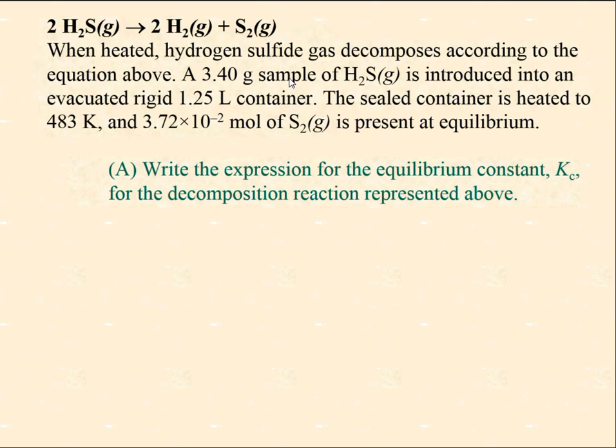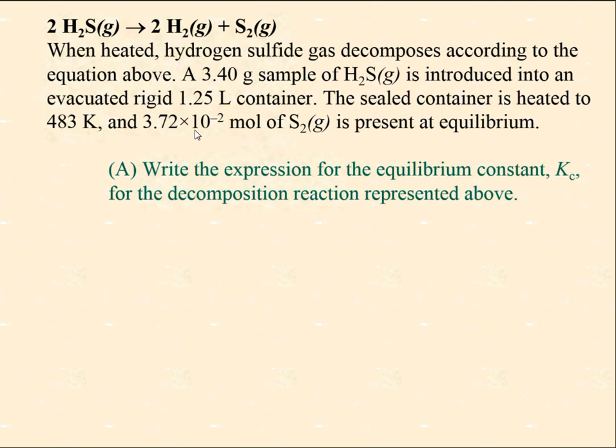When heated, hydrogen sulfide gas decomposes according to the equation above. A 3.4 gram sample of hydrogen sulfide is introduced into an evacuated rigid, meaning it can't expand, 1.25 liter container. The sealed container is heated to 483 Kelvin, and this number of moles of sulfur is present at equilibrium. First, write the expression for the equilibrium constant Kc for the decomposition above.